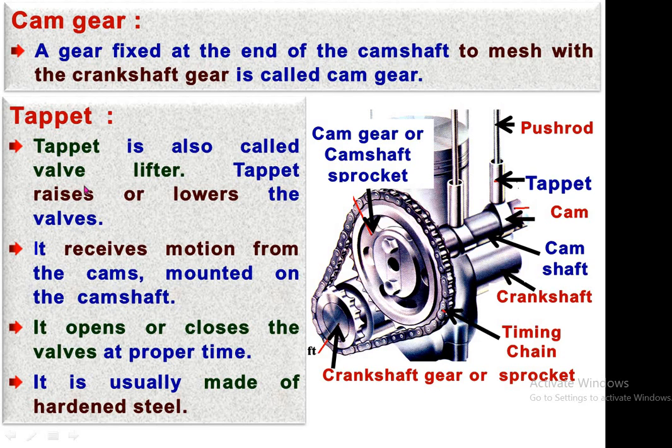Tappet. Tappet is also called valve lifter. Tappet raises or lowers the valves, as we have seen in the figure. See, this is the tappet, and as and when it comes in contact with the extended portion, or we can say the cam of the camshaft, then it lifts up and gives the motion to the push rod. It receives motion from the cams mounted on the camshaft. It opens or closes the valve at the proper time. It is usually made of hardened steel, as it always comes in contact with the cam or cam lobe. That's why it is made of hardened steel.